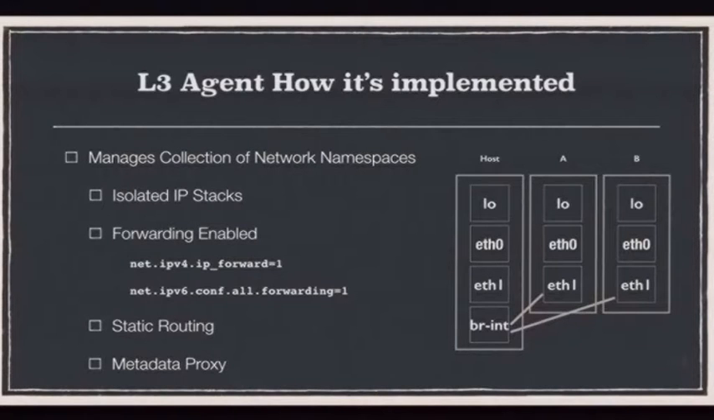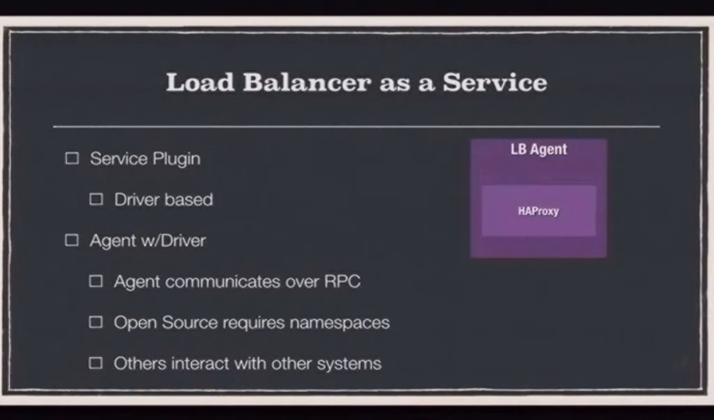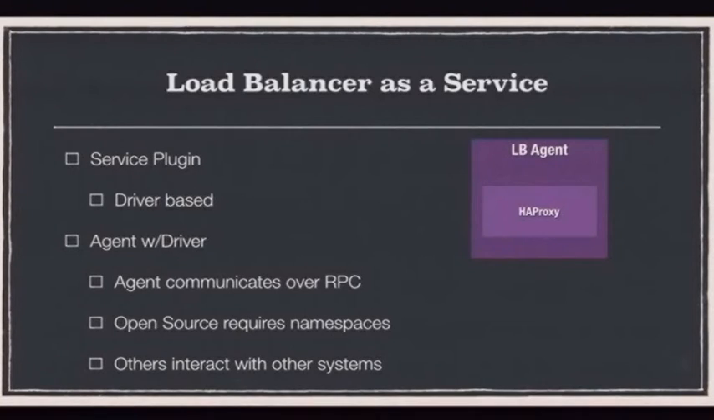Other layer 4 and above agents that we have: load balancing as a service. Essentially the agents run on network nodes, within their own isolated namespace. We use HAProxy for the open source implementation. It communicates via RPC; this is what interacts with other systems. Currently it supports layer 4. With the newest release of HAProxy, they're working on SSL termination, and the team's also working on adding layer 7 features so that you can do layer 7 load balancing. I expect to see most of that work in the next release.